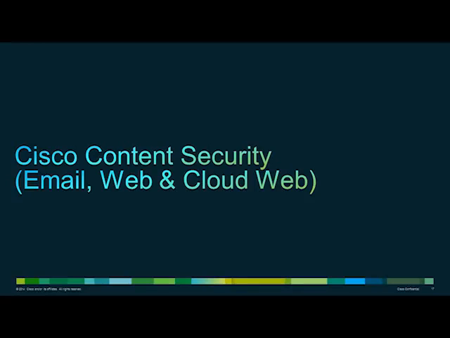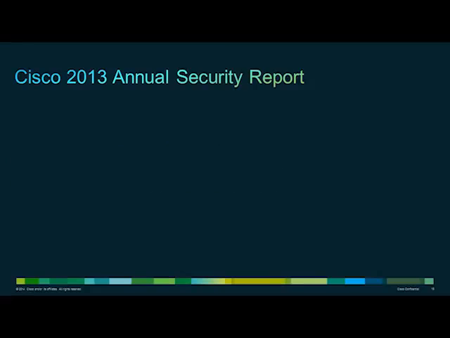Next, we look at Cisco Content Security, specifically email and web security. A great indication of the trends in email and web threats, amongst other threats, is the Cisco Annual Security Report. The 2013 report shows a number of things supporting the need for email and web security solutions.